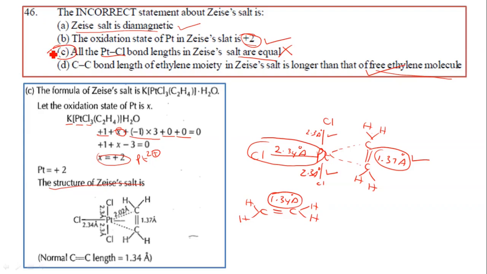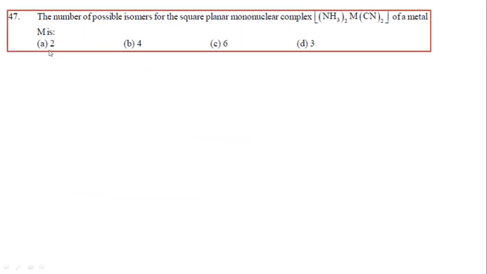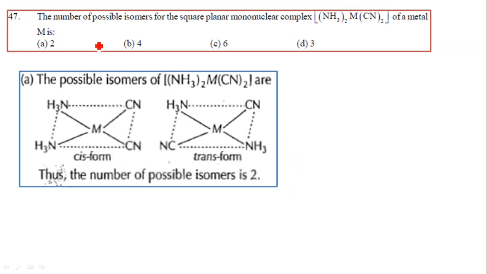Next question, 47. The number of possible isomers for the square planar mononuclear complex M(NH3)2(CN)2 of a metal M is... Here it has one cis form and one trans form. So there are two isomers. Option A is correct.